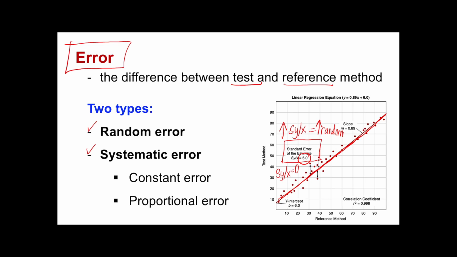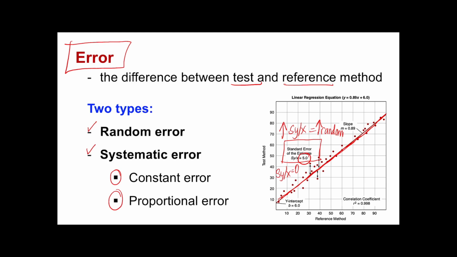Next, we have the systematic error. You have two types, the constant systematic error and the proportional systematic error. Your constant systematic error exists when there is a continual difference between the test and the reference method values regardless of the concentration. Whereas proportional systematic error exists when the differences between the test method and comparative method are proportional to the analyte concentration. Thus, it is called proportional error.